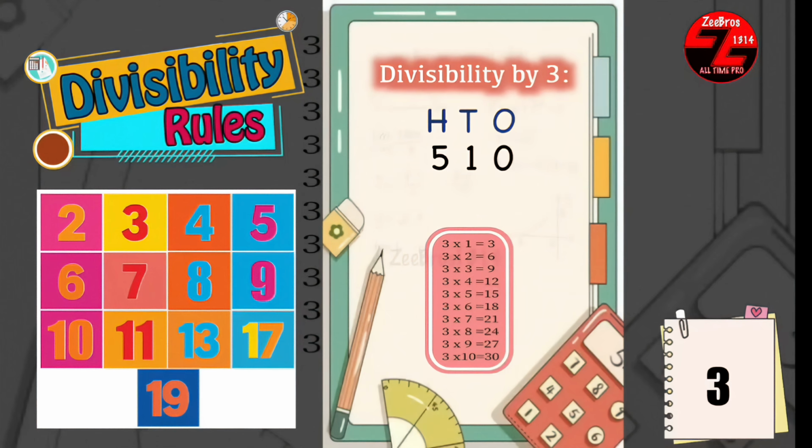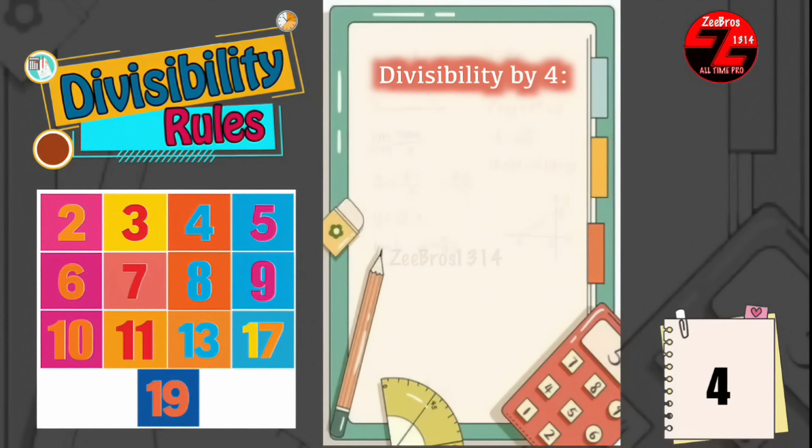Let's take another example. 510. If we add all the digits of 510, it makes 6. And in the table below, you can see 6 is the multiple of 3. So we can say 510 is divisible by 3. Isn't that easy? Divisibility by 4.